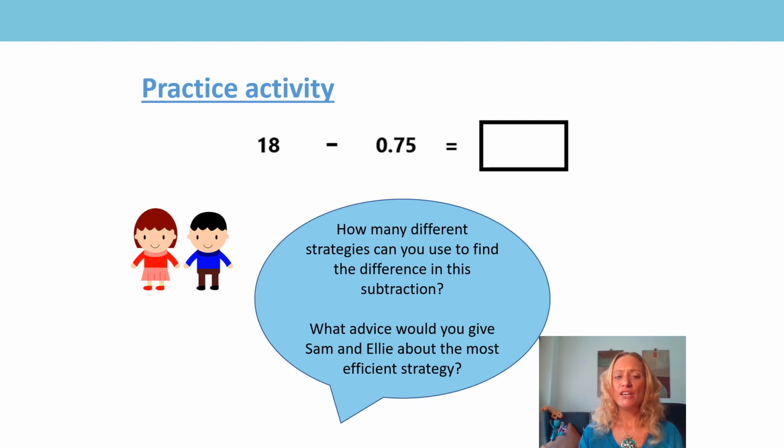And Sam and Ellie think that they can find several different ways to solve this subtraction. Do you think you can too? What I'd like you to do is think about how many different strategies you can use to find the difference in this subtraction. Also, what advice would you give Sam and Ellie about the most efficient one? Because we know, don't we, that Sam likes subtracting the same amount from the minuend and subtrahend and Ellie really likes to transform her minuend and difference. But perhaps you'll think that there's a more efficient strategy than that. And you can come back and tell us all about it.